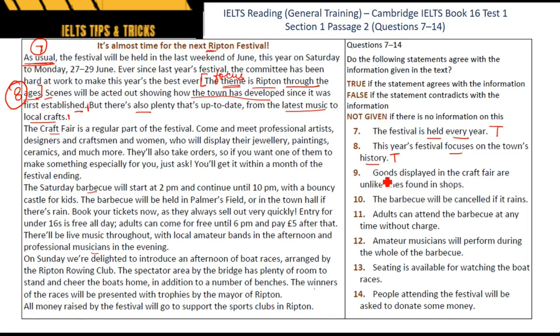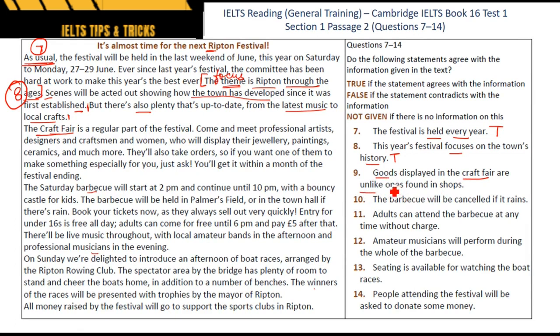So goods are the items or the things that are there in the craft fair. Craft fair, I've already seen, is mentioned as it is. There is no synonym to that one used here. Unlike is not similar to anything else. Very different, very unique. So the information I'm looking for is what is displayed or what is sold at the craft fair, and is it different from what is sold at the shops?